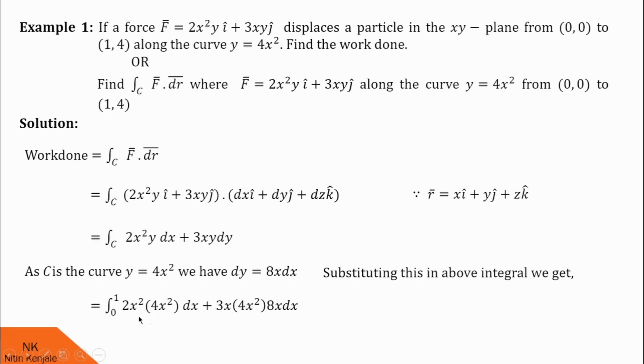Since this integral is now with respect to dx, we will use x limits. You can see here in this question, x varies from 0 to 1. Therefore, here the integral will have limits 0 to 1. After simplifying this integrand, we get work done is equal to the integration of 104x⁴ dx over the limit 0 to 1. Integration of x⁴ is x⁵ upon 5. Substituting limits 0 to 1 into this, we get work done is equal to 104 by 5.